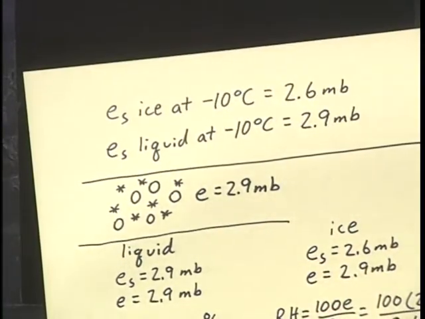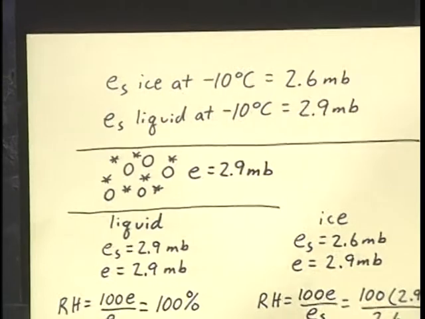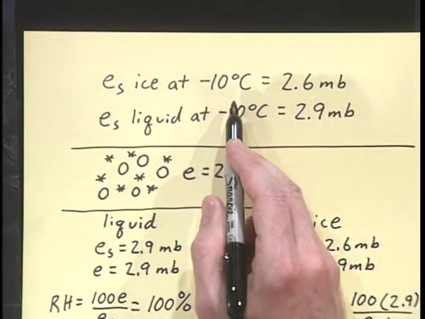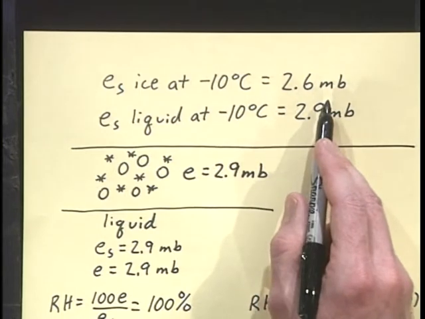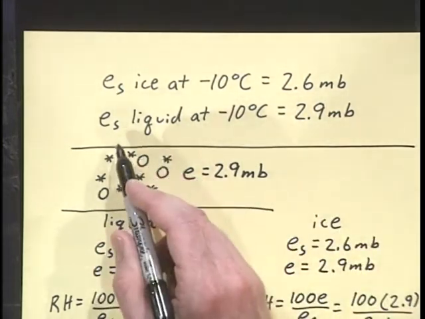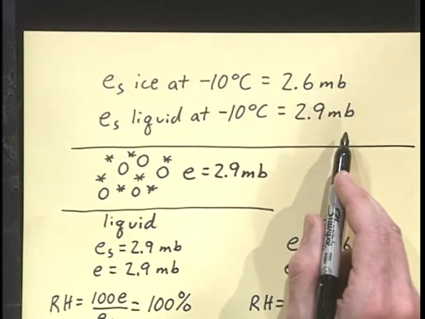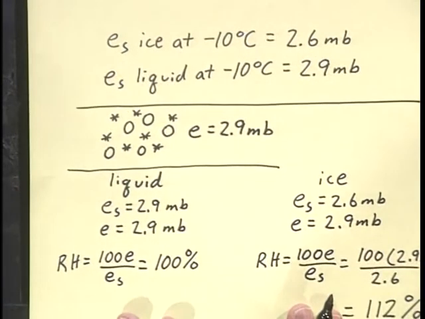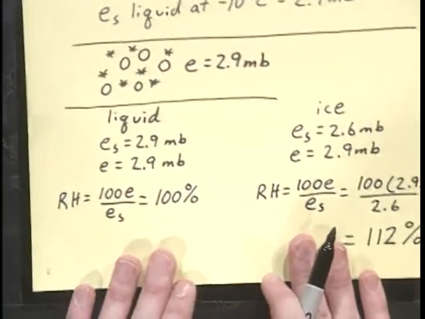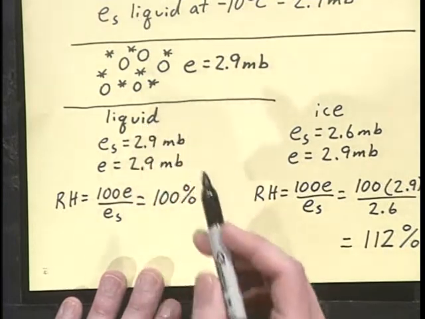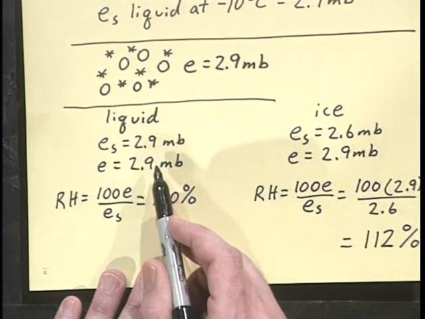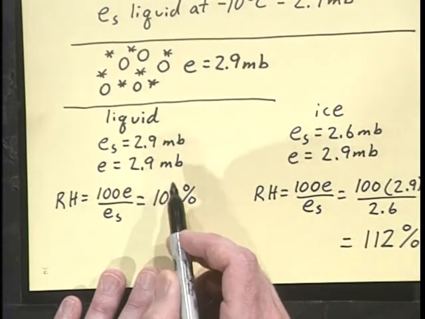So the saturation vapor pressure over ice at minus 10 degrees Celsius is 2.6 millibars. But over the liquid, it's 2.9 millibars. And so we can determine what the relative humidity of each one of these is with respect to ice and with respect to the liquid. First, with respect to the liquid, the relative humidity is 100%. The vapor pressure and saturation vapor pressure are both 2.9 millibars.